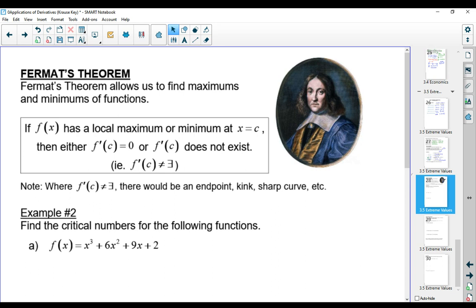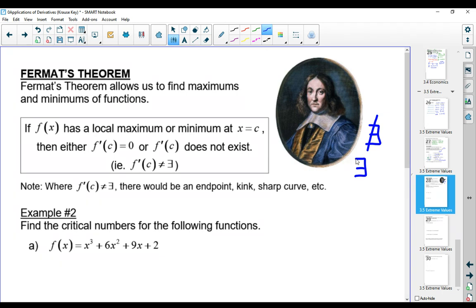It says if f of x has a local maximum or minimum at x equals c, c being our critical point, then either the derivative at c, so f prime of c equals 0, so the value of the derivative is 0, or the value of the derivative does not exist. And one way to write that is using this notation here. So the backwards e actually stands for exists. If we put a does not equal sign in front of that, that means does not exist, or sometimes people will write it this way. Again, I'm just exposing you to the notation. It's okay if you're not familiar with it.